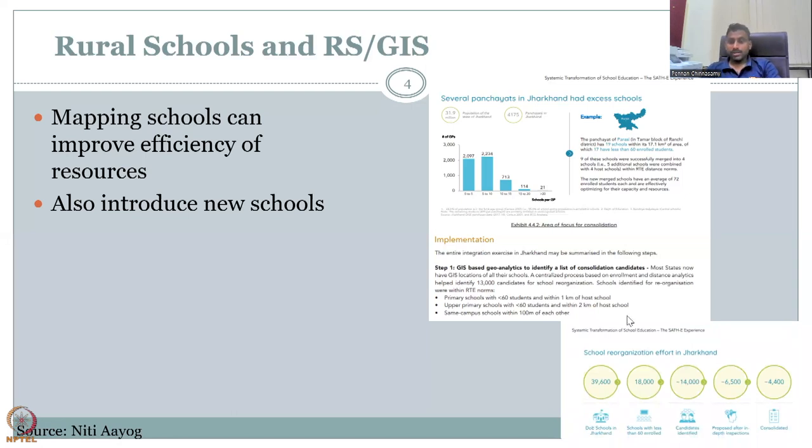So if you could see here, you can also map the schools as per the government agency. So here you have DOE schools, Department of Education schools, how many numbers, schools with less than 60 enrolled, which is not that beneficial for the government. Candidates identified, proposed new learning centers, in-depth classes, skill development, and then they consolidate. So you can do all these exercises in a GIS remote sensing based environment.